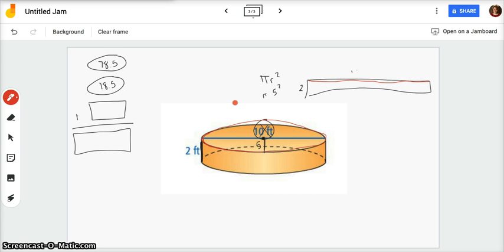We do need a second video for this lesson, so I'm going to stop here and then we'll pick back up in the next video to finish this lesson.